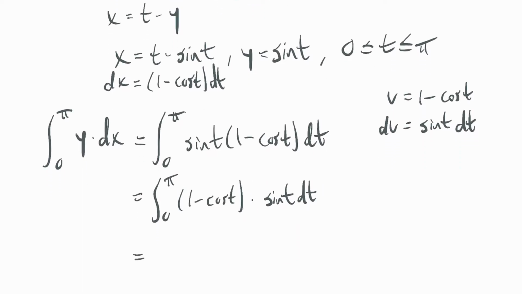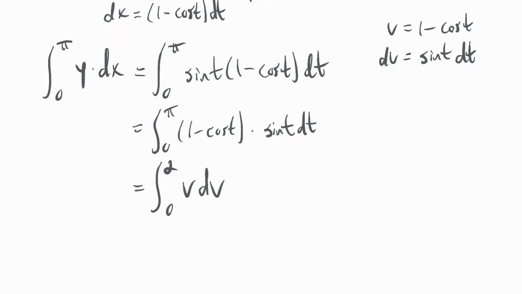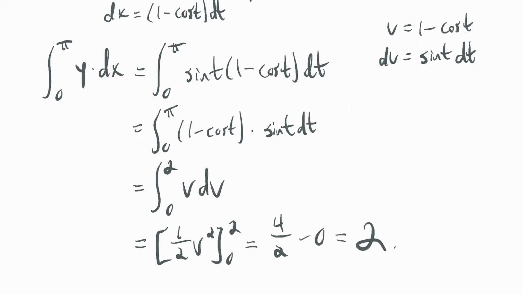So my new limits of integration for the substitution: if I plug in 0, I get 1 minus 1, so I get 0. If I plug in pi, I get 1 minus negative 1, so I get 2. So the integral from 0 to 2 of v dv equals 1/2 v squared from 0 to 2. So that will be 4 over 2 minus 0. So 2 is that area. So let's go look at the graph of that.